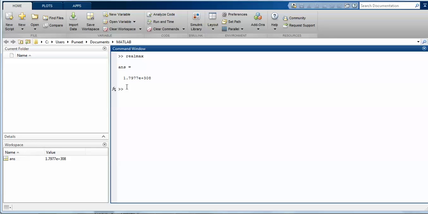If you wish to see the lower bound, this is 2.2251 into 10 raised to power minus 308. It means if your calculation exceeds 10 raised to power 308, you will get the answer infinity. In other words, if I say 1 divided by 0, it will give you infinity. The notation is Inf, and if 0 is divided by 0, it means it's not a number.